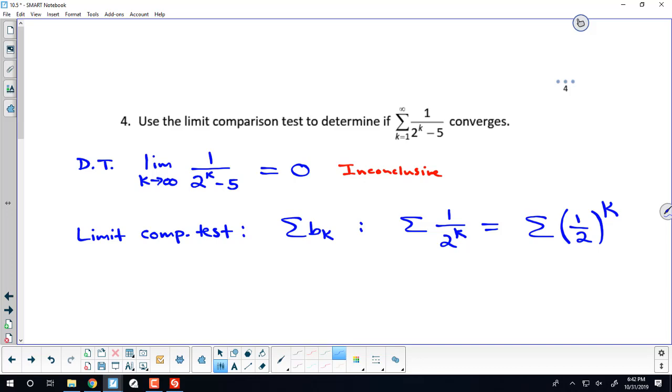So you're thinking of P series. I think it converges. It converges, right? Geometric series converges. Yeah. Since the ratio R is 1/2, what's the condition for a geometric series to converge? The ratio has to be less than 1 in absolute value, right? Okay, so we're comparing to a convergent geometric series.